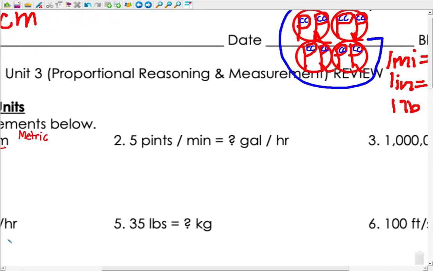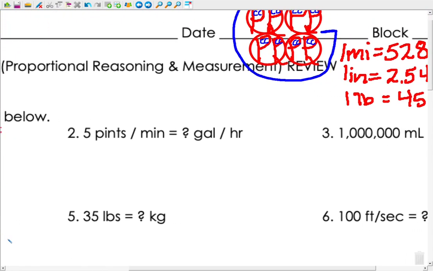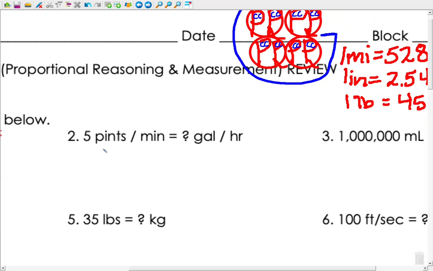And the second one takes us to customary units because you see we're talking about pints and gallons, and pints and gallons are all in the customary. So I want to set up my dimensional analysis chart with pints per minute written as my first fraction ratio. 5 pints over 1 minute. And I want to go to gallons per hour.